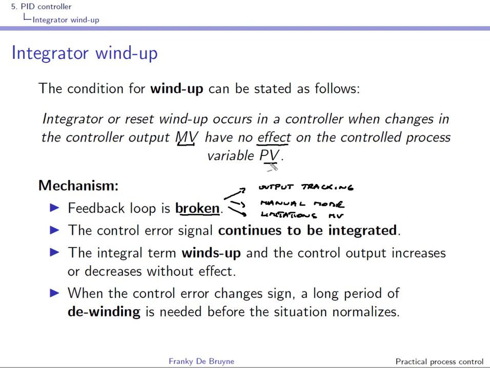MV has no influence on PV. Well, the integrator term sees an error that is either positive or negative, so this integral term winds up. Depending on the sign of the error, the output increases or decreases without effect. This is the wind-up mechanism. Then, when the feedback loop is active again, well, it takes a long period of unwinding before the situation normalizes.